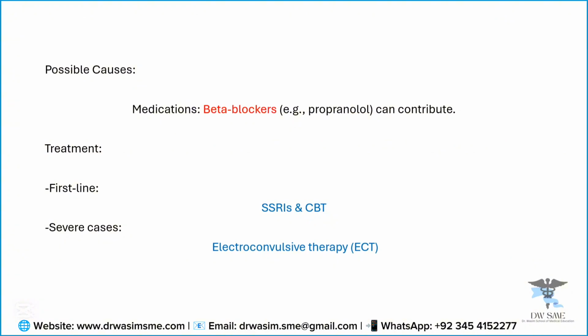In regards to treatment, the first line is always going to be an SSRI or cognitive behavioral therapy. Don't worry in regards to which one you should choose. They're going to list either an SSRI or a cognitive behavioral therapy, so whichever you see first, just choose it. And in severe cases, electroconvulsive therapy can also be used.